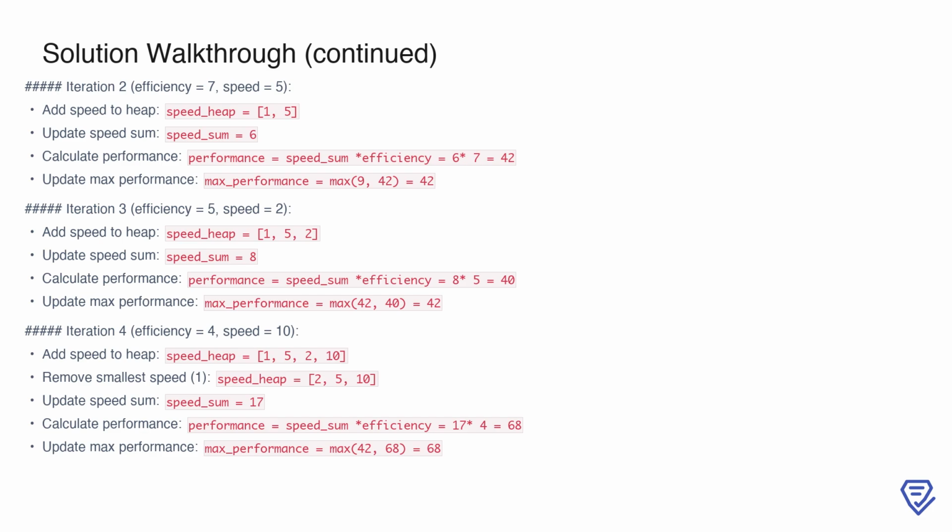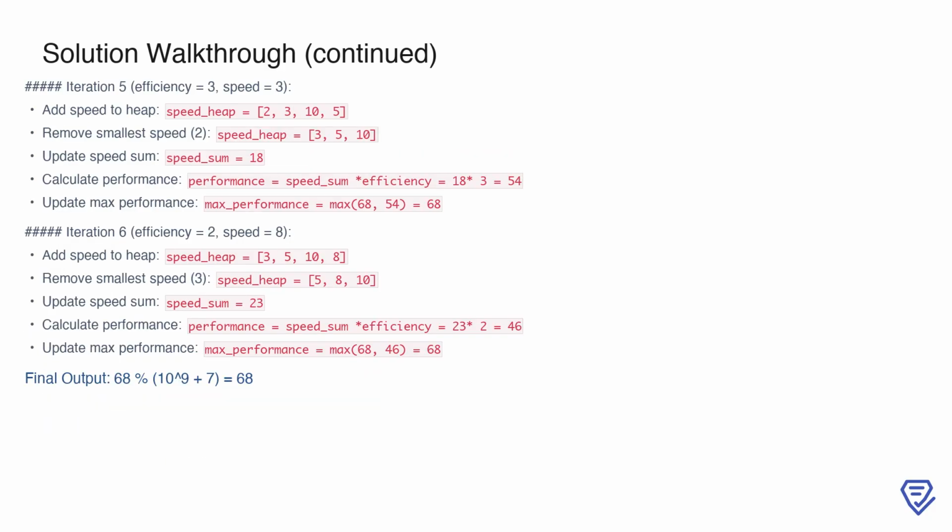In the fourth iteration, we encounter efficiency 4 with speed 10. As we add this speed to the heap, we now exceed the limit of 3 engineers in the team. To address this, we remove the smallest speed from the heap, which is 1. After adjusting the heap and speed sum, the total speed becomes 17, and the performance is recalculated as 17 multiplied by 4, resulting in 68. This becomes the new maximum performance.